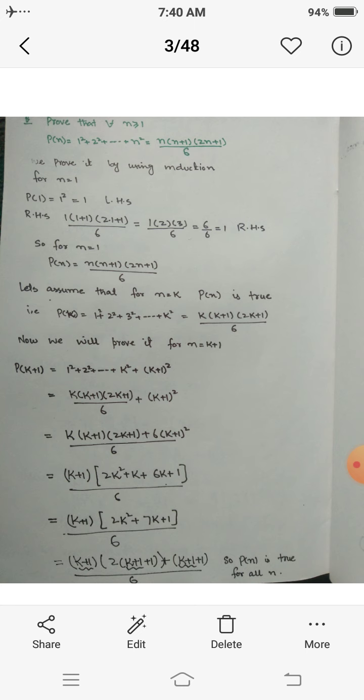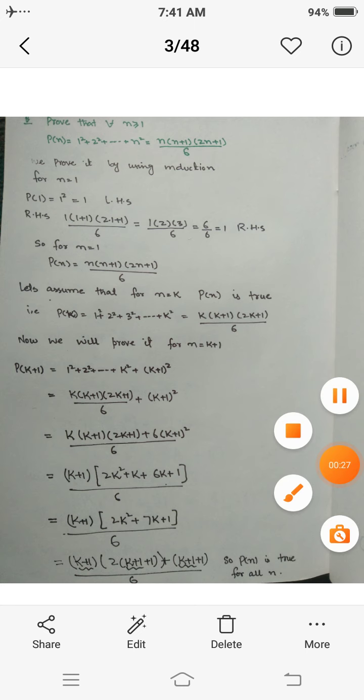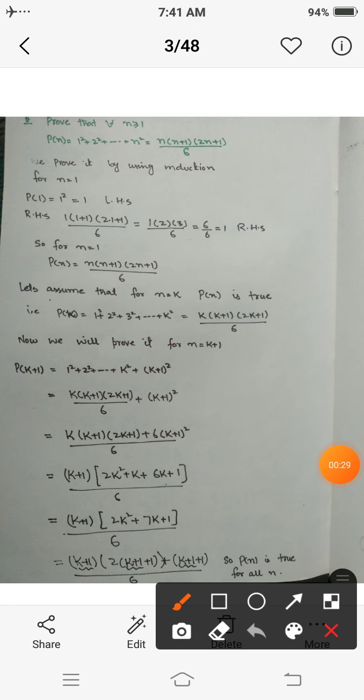Now the first problem is we have to find the sum of the first n squares, that is 1 square plus 2 square and so on up to n square. We have to prove that this equals n into n plus 1 into 2n plus 1 upon 6.